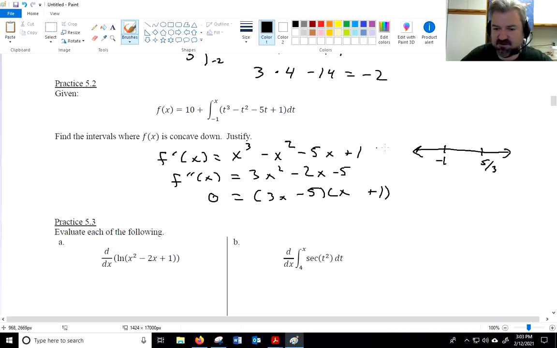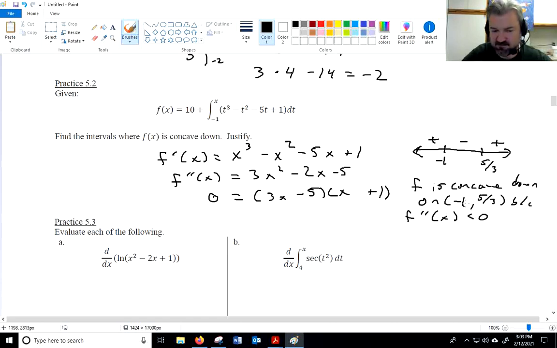If I plug in 0 into this f double prime, I do get a negative number. If I plug in a number bigger than 5/3, say like 10, 30 minus 5 times 10 plus 1, it's clearly 2 positive numbers. If I plug in a number less than negative 1, like negative 2, I would get a negative number here clearly, and also a negative number here, and 2 negatives multiplied is a positive. So when are we concave down? f is concave down on the interval from negative 1 to 5/3. Why? Because f double prime of x is negative.